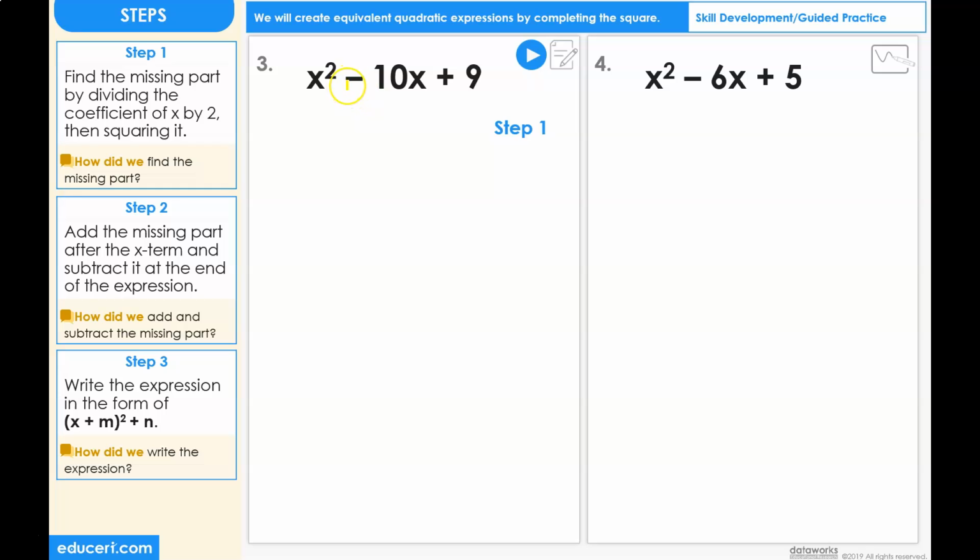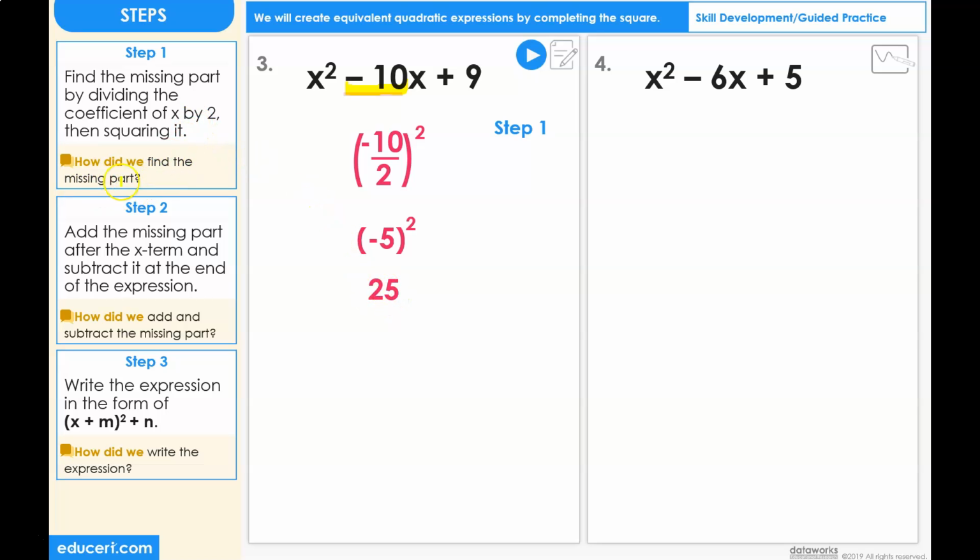So we are going to start with the coefficient of x, which is negative 10, and we are going to divide it by 2, and then take that quantity and square it. Negative 10 divided by 2 equals negative 5, and we still need to square it. Negative 5 times negative 5 equals a positive 25. The missing part that we need to complete the square is positive 25.